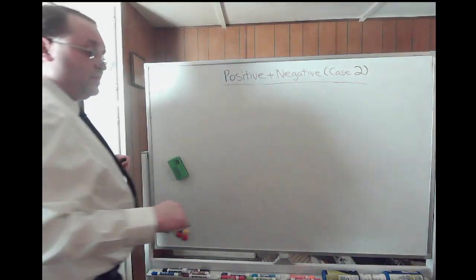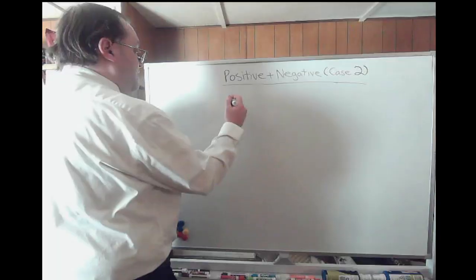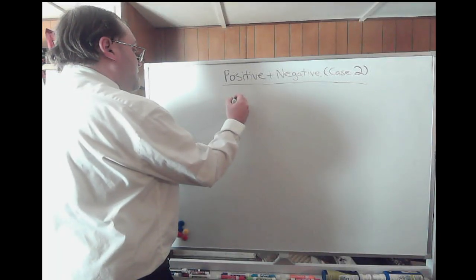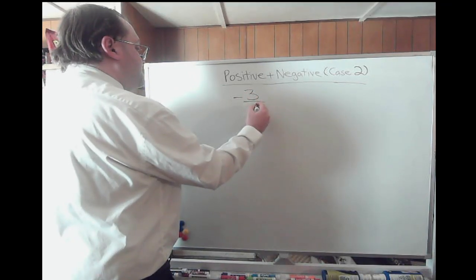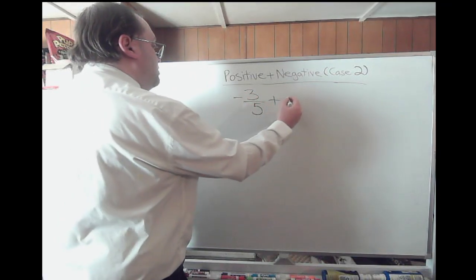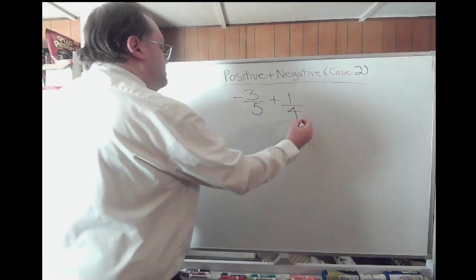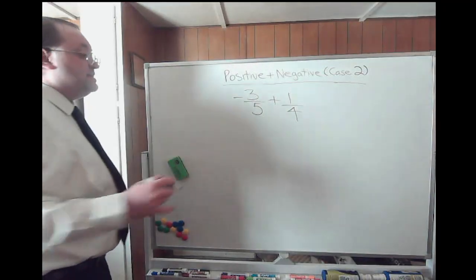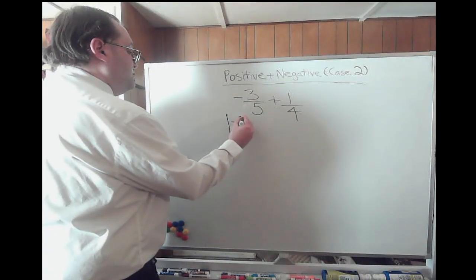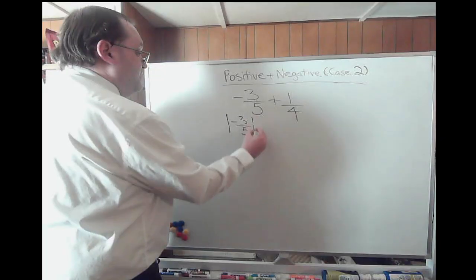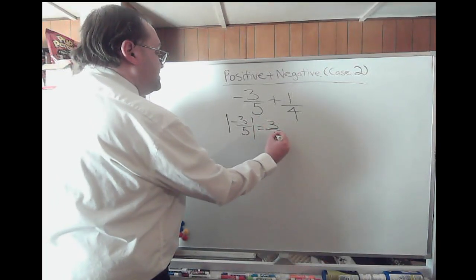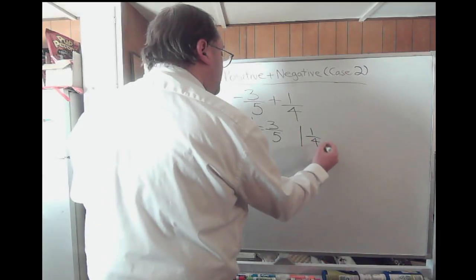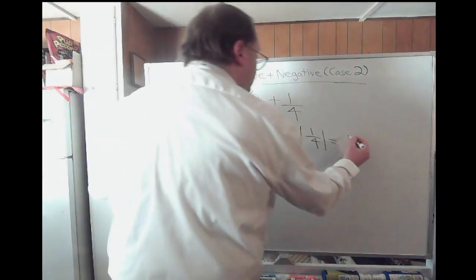Now, let's say you have negative 3/5 plus 1/4. Again, take the absolute value of your two terms. So you'll have the absolute value of negative 3/5. That's going to give you positive 3/5. Take the absolute value of 1/4. You'll get positive 1/4. Okay?